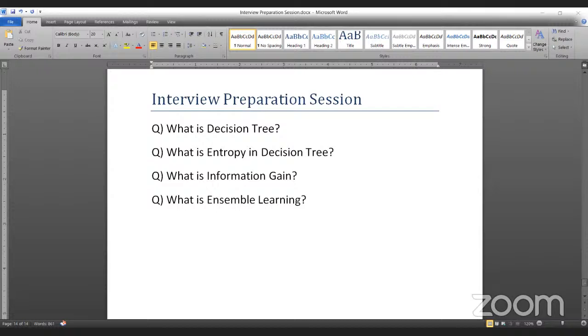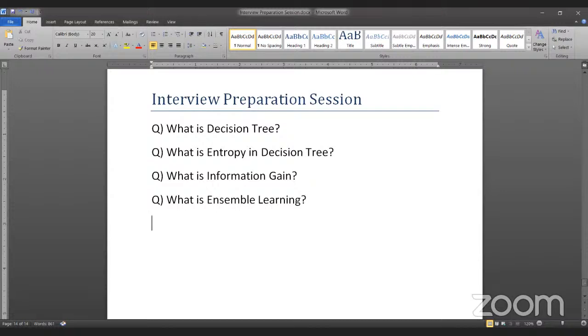Now coming to the methods used in ensemble learning. Coming to the first one, what is bagging? What is bagging in ensemble learning?